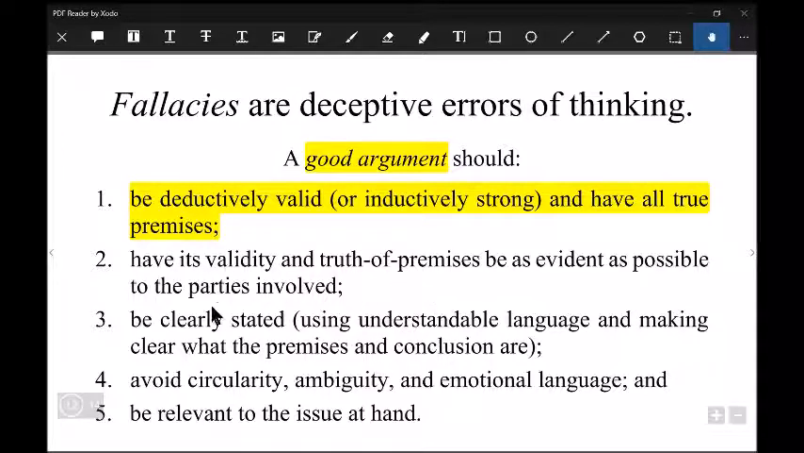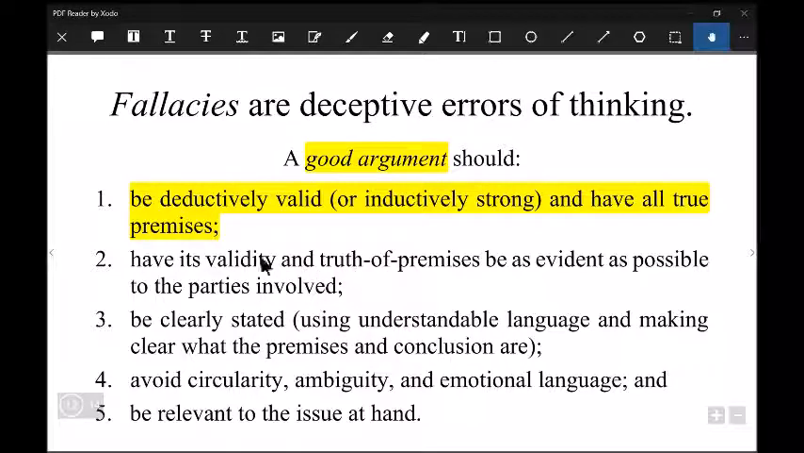And these are 2, 3, 4, 5, and the fallacies. A good argument in this pragmatic sense should have its validity and truth of premises be as evident as possible to the parties involved. So suppose you appeal to premises that are true, but the people you're talking with don't know that they're true. Well, it's not going to be a very practically effective argument. You've got to appeal to things that people know.